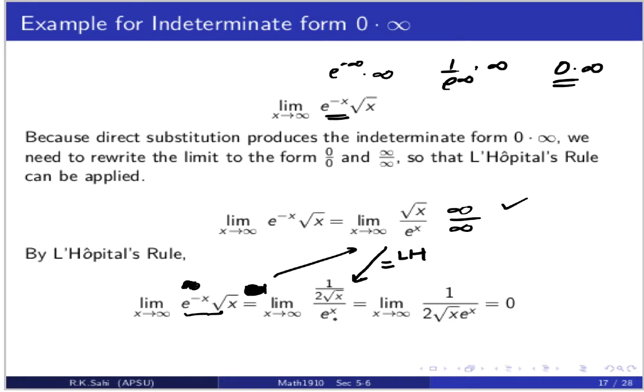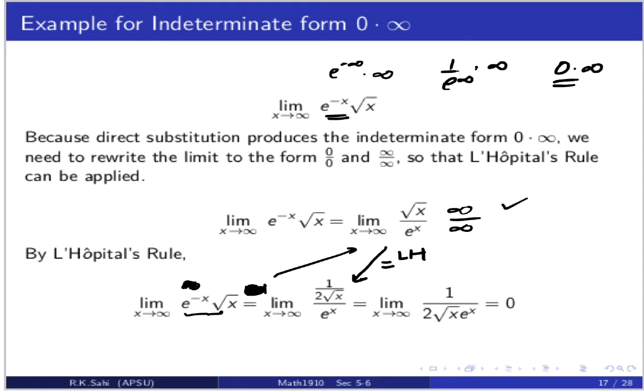The derivative of e to the power x is e to the power x, and the derivative of square root of x is 1 over 2 square root of x. That's the differential. Now, we can write this as 1 over 2 square root of x e to the power x, which when you substitute x inside here, it's 1 over 2 times infinity, it is 0.